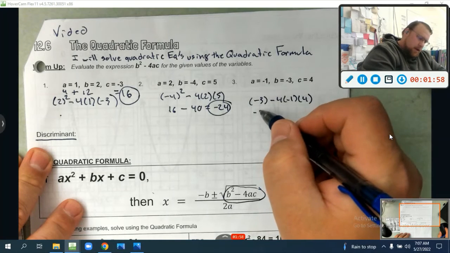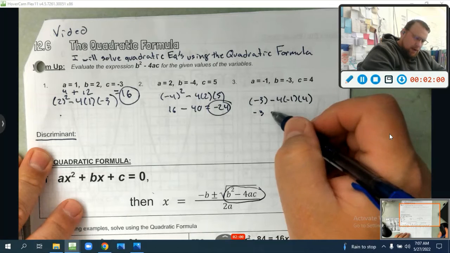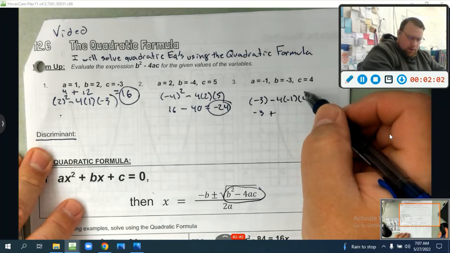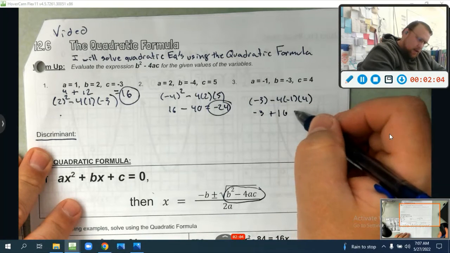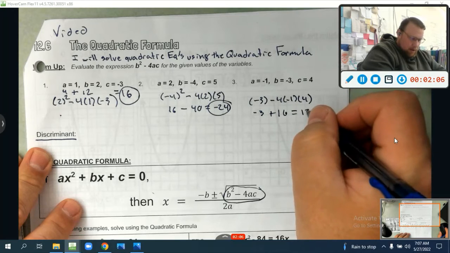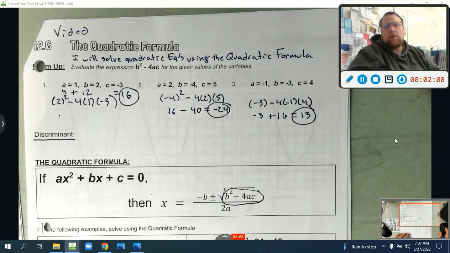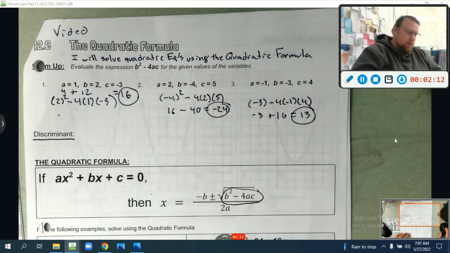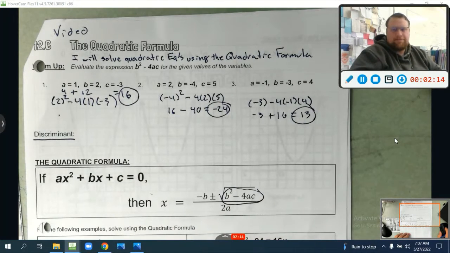And then last, b squared minus 4 times a times c. That's going to be what, negative 3. 2 negatives make a positive. 4 times 1 is 4, times 4 is 16, which is going to be 13. We'll come back and evaluate what these actually mean after we get to the next page. Super useful. All of this tells me something.